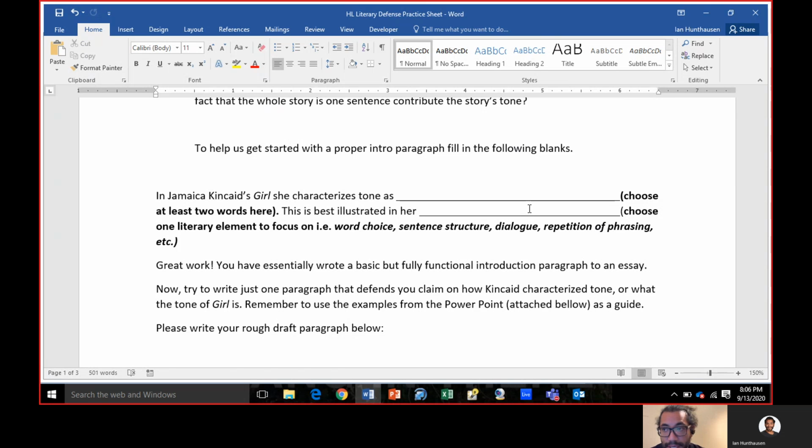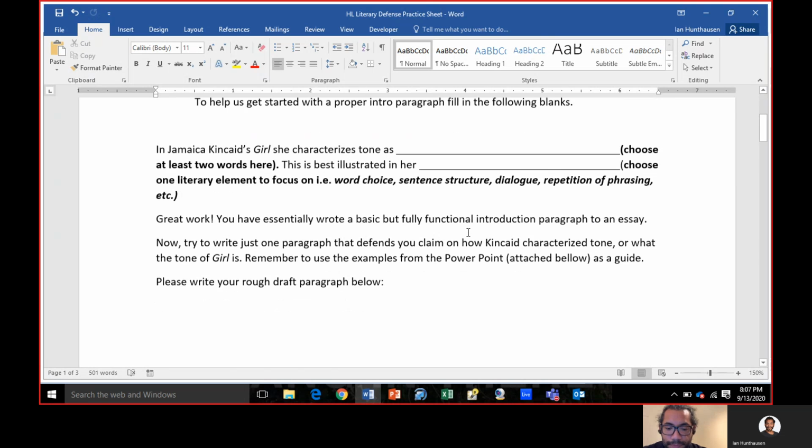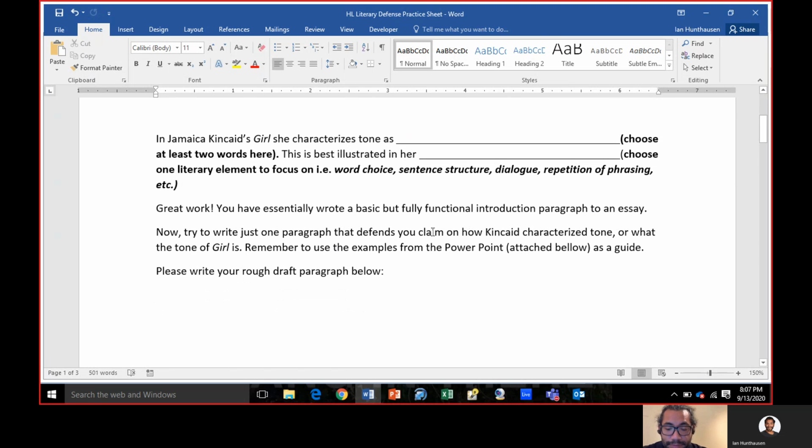Okay, one paragraph. If you can't write one decent paragraph, why would I have you write three or four not decent paragraphs? It's a waste of your time and my time. So we're really going to focus on how to write a good paragraph, and then we'll take it from there. So anyway, my point is, you decide what the tone is, and then you decide what is it about "Girl" that made you think that's the tone. And then you just got to prove it, right? So like I say, great work. You've basically written a functional body paragraph, or intro paragraph.